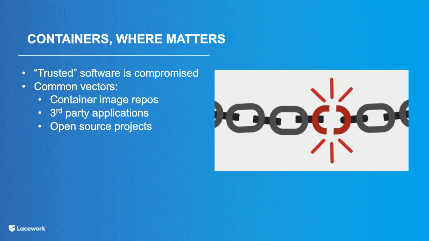So you might think, well, that's great, but how could this really happen to me? I'm not going to deploy some compromised container onto my host. Well, you've got to think about where you're getting your containers from. Trusted software can be compromised. These common vectors can come from things like repos, third-party applications that you might be using, or maybe even some other open source project that you pull down.